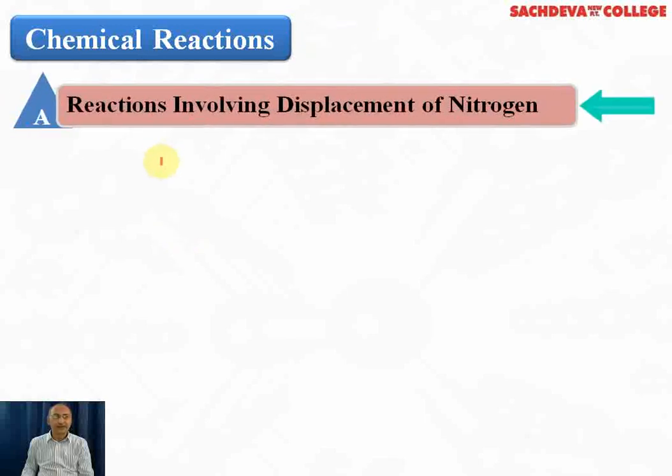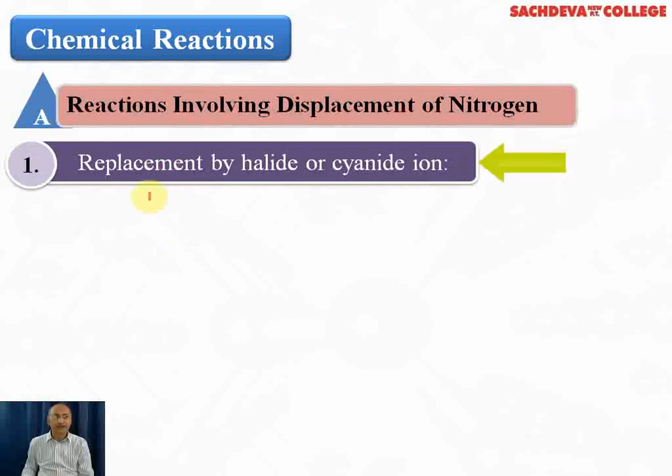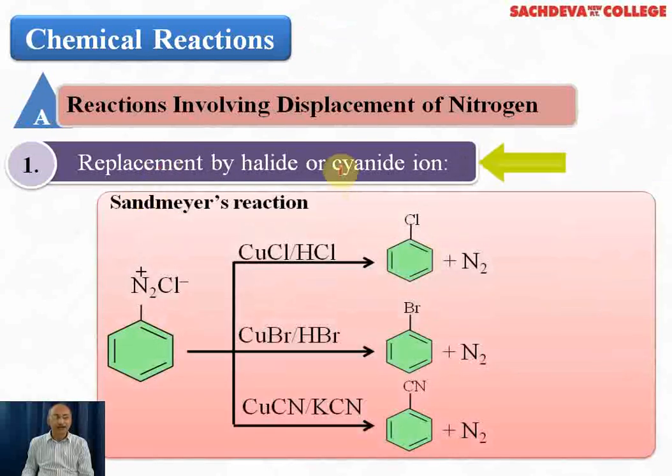Reactions involving displacement of nitrogen. Replacement by halide ion or cyanide ion is the most important reaction, called Sandmeyer's reaction. Benzene diazonium chloride when it reacts with cuprous chloride in presence of HCl, we get chlorobenzene plus nitrogen gas is liberated. If benzene diazonium chloride reacts with CuBr in the presence of HBr, we get bromobenzene and nitrogen. And benzene diazonium chloride, if it reacts with CuCN and KCN, we get benzonitrile or benzene nitrile plus nitrogen.